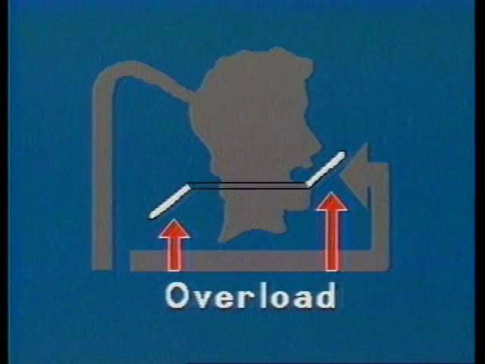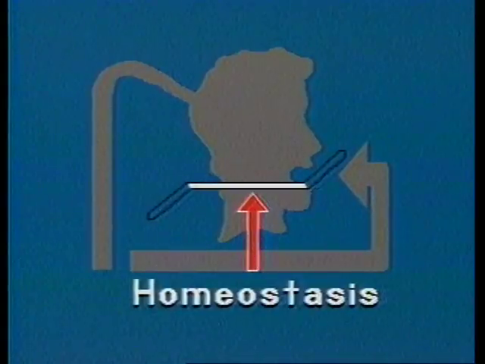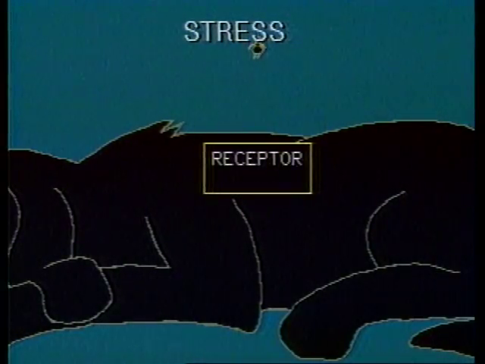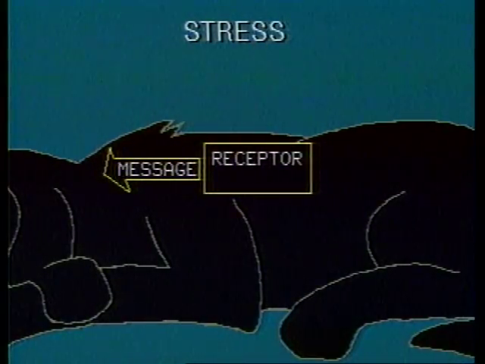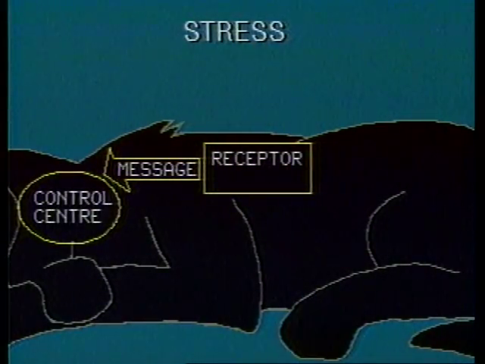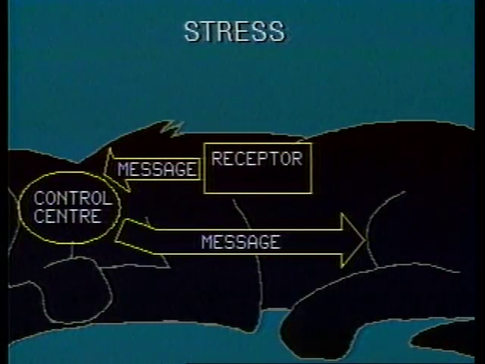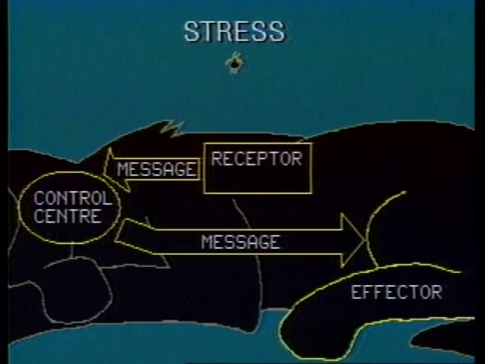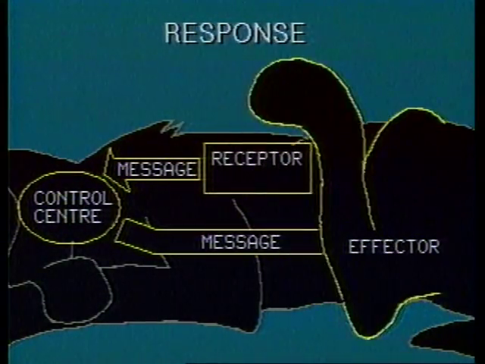An overload on the mechanism of homeostasis produces these slopes. The plateau is the range where mechanisms of homeostasis effectively control the internal environment. These mechanisms follow a general pattern. A stress acts on an organism. It is detected by a receptor. The receptor sends a message to a control center where the stress is evaluated. The control center selects one of several possible responses and sends a message to an effector. The effector causes a response to the stress.